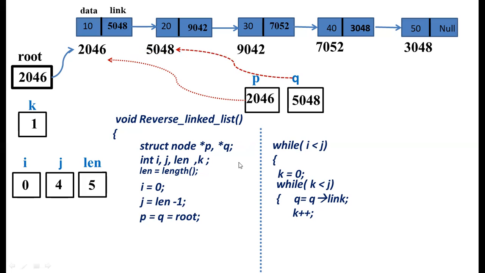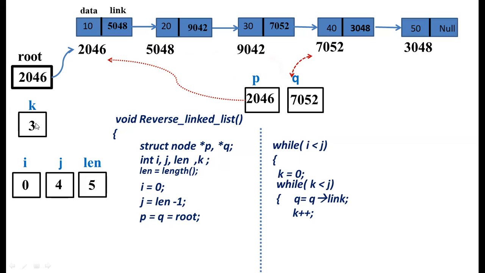Now again we come to this loop, k value less than j. 1 is less than 4. The condition is true. So again we come into this internal while loop. So q value will be q2 link. 5048 to link is 9042. So that will be stored here in q and the k value will become 2. Now again 2 is less than 4. The condition is true. So again we enter this while loop, q to link: 9042 to link is 7042. 7042 will be stored in q and the k value will become 3.